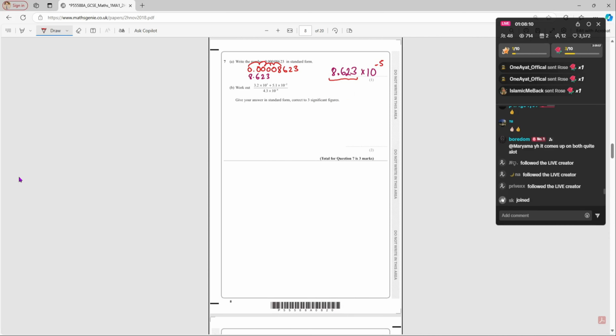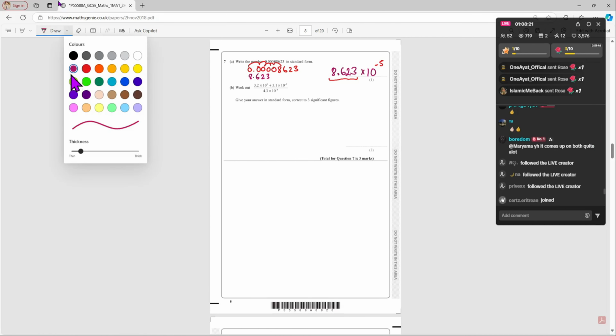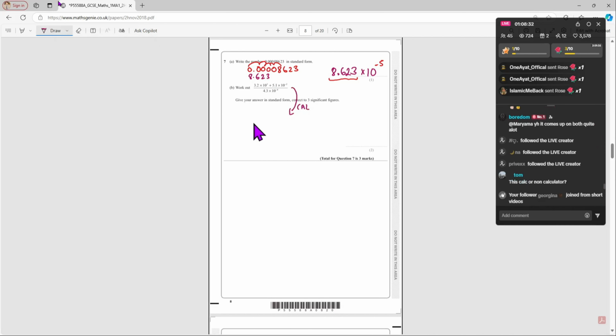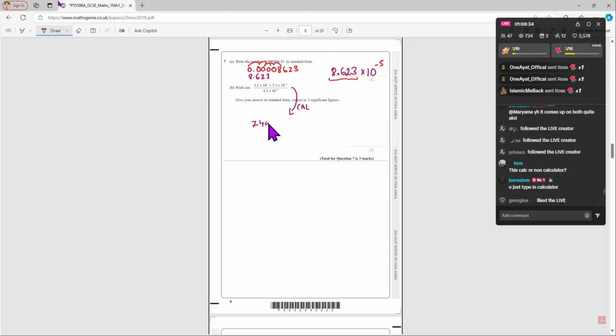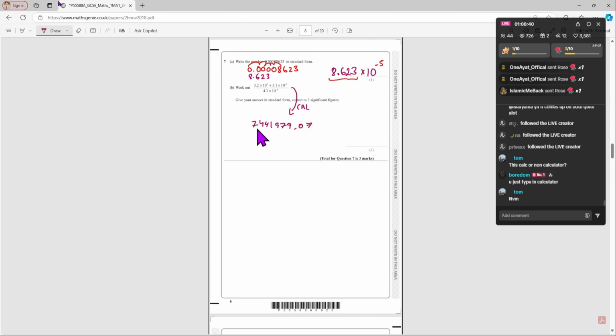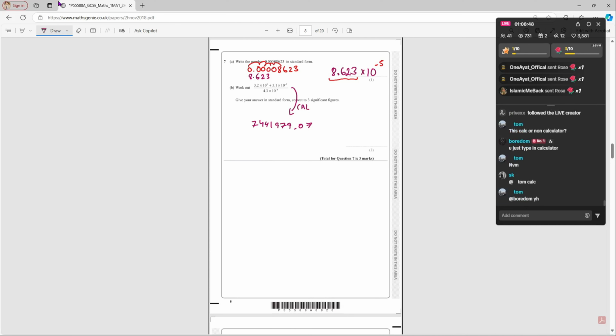So now, once you've done that, part B is you need to work out this. You have to give your answer in standard form correct to 3 significant figures. So to work this out, first of all, write exactly this, type everything the same into your calculator. When you put it into your calculator, the calculator will give you 7,441,979.07. Now, once you've gotten that, we have to write this as standard form.